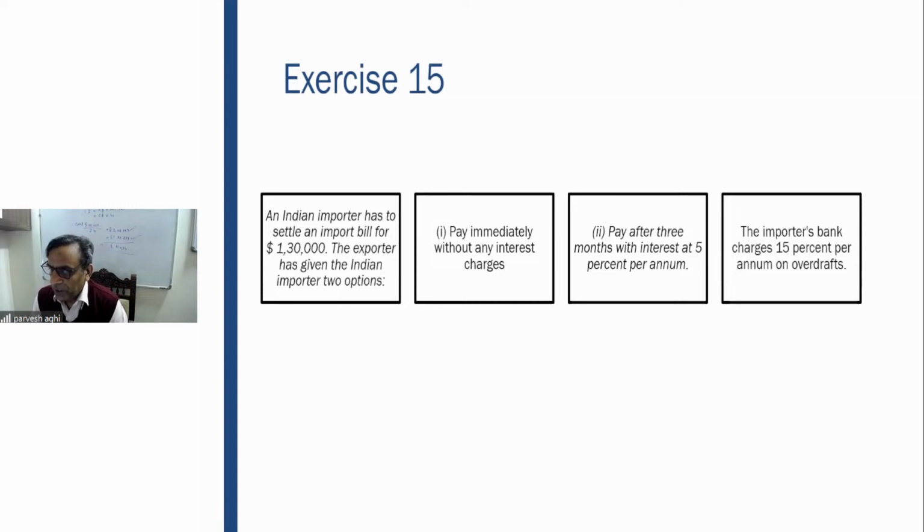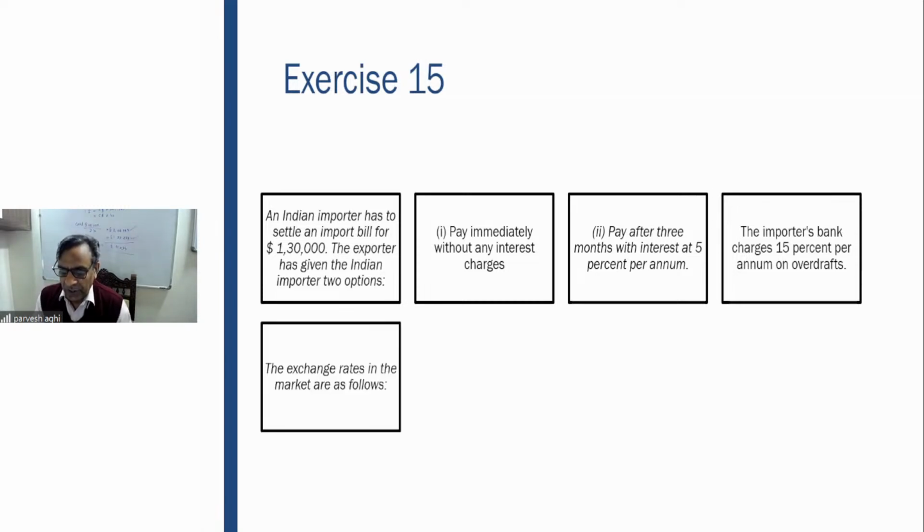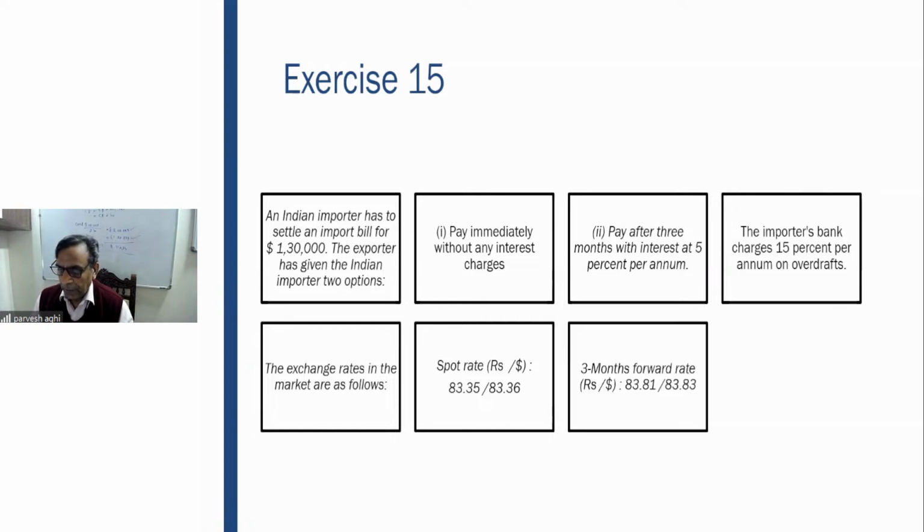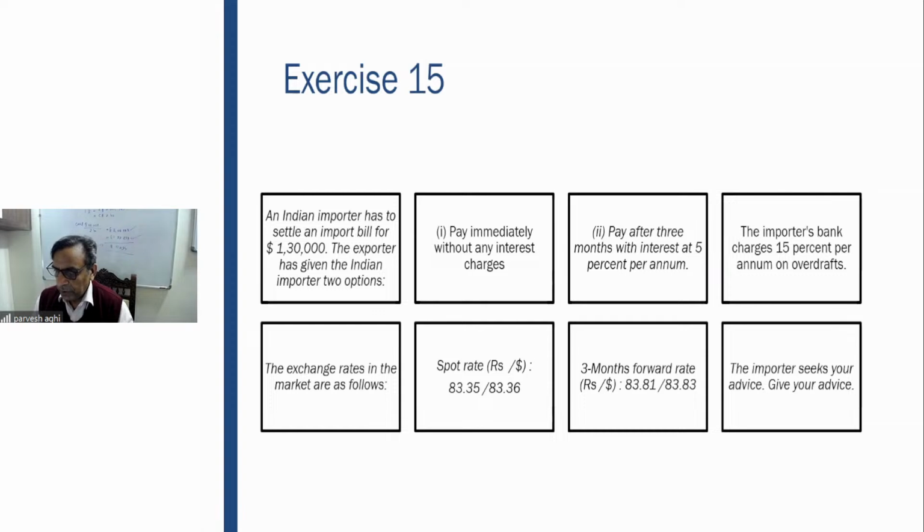The importer's bank charges 15% per annum on overdrafts. The exchange rates in the markets are as follows. The spot rate is given, which is $1 is equal to 83.35 and 83.36, which is the ask rate. So he is an importer, so the ask rate will become more important for us. The 3 months forward rate is also given. The importer seeks your advice.